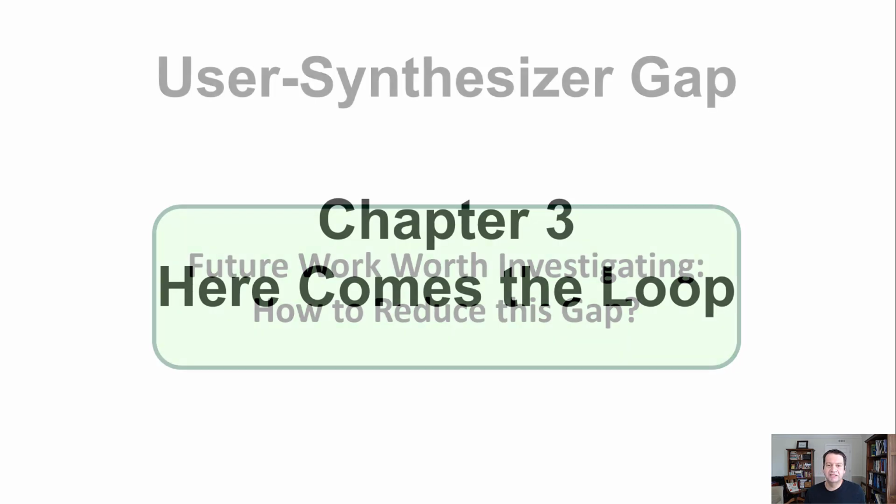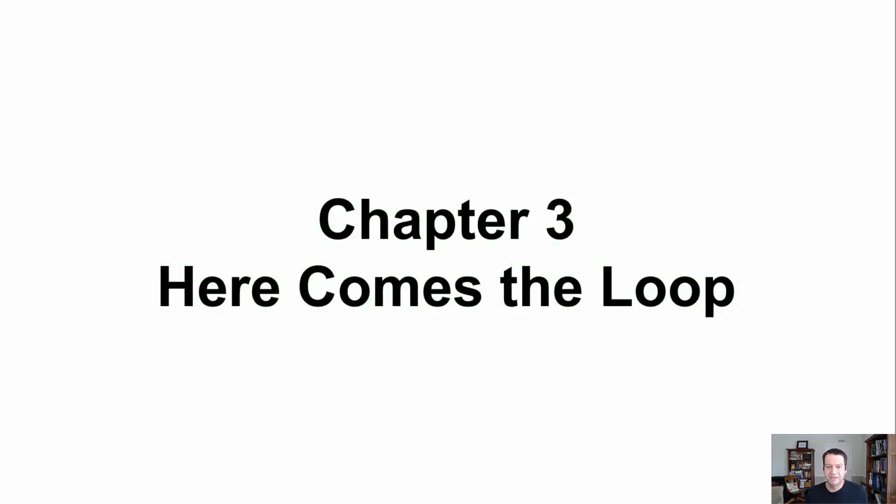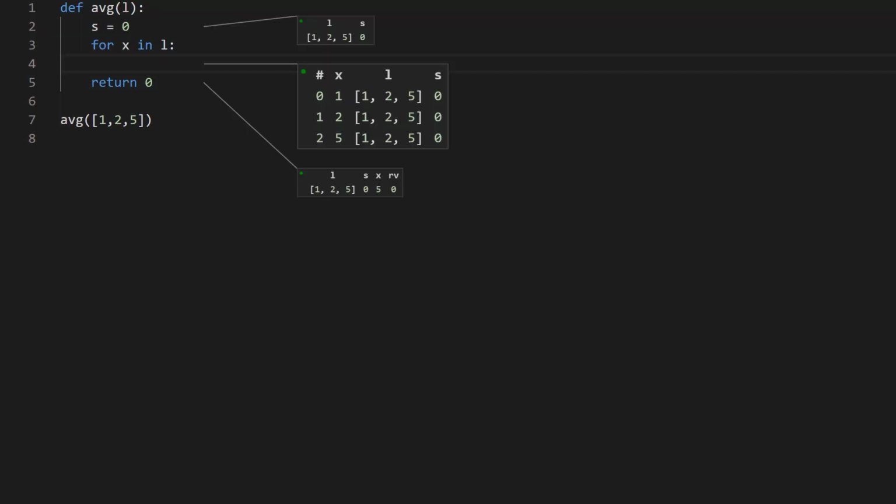Finally, this brings us to chapter 3. Here comes the loop. So it turns out loops are actually difficult, and that's not surprising. And to see what the problem is, let's go back to Snippy and try a loop out. So I'm going to try to use Snippy inside of a loop here.